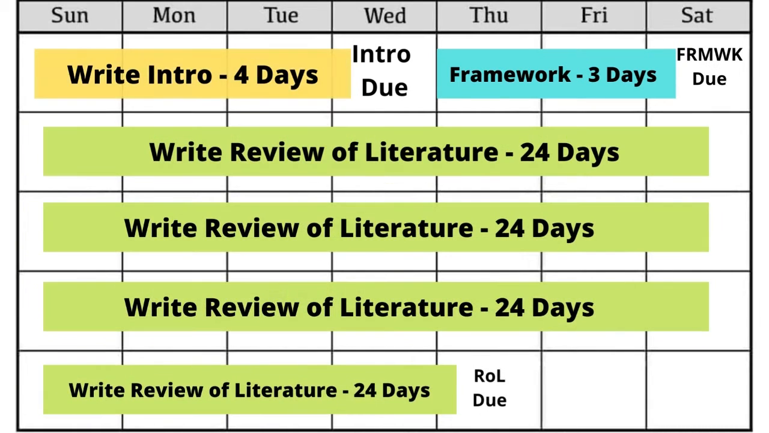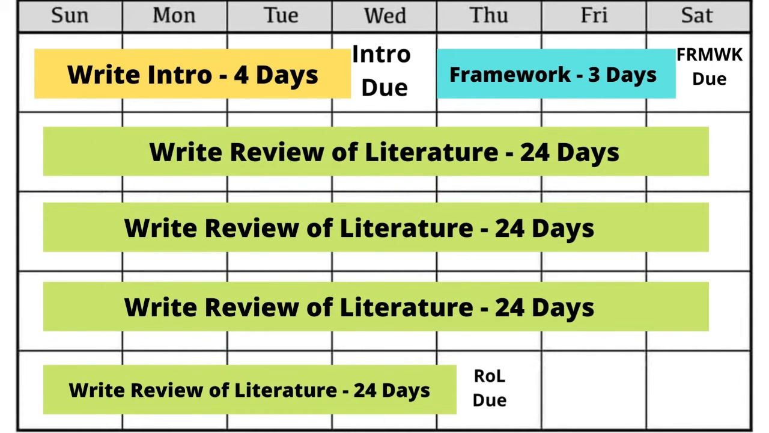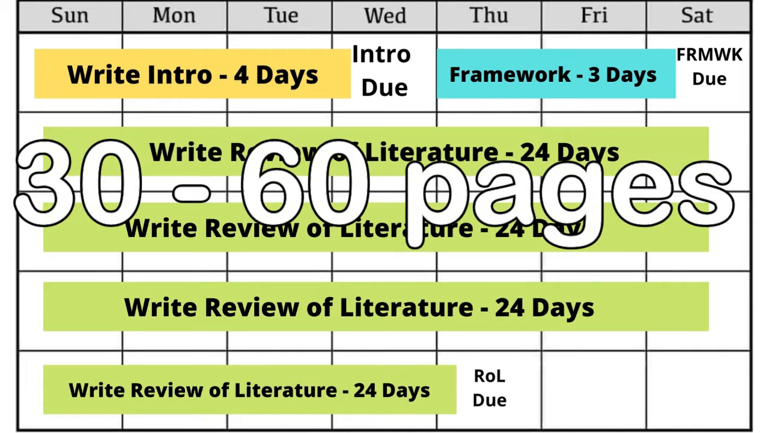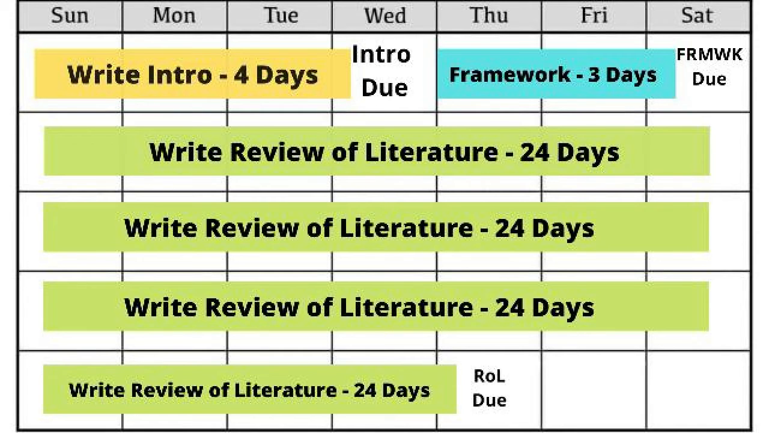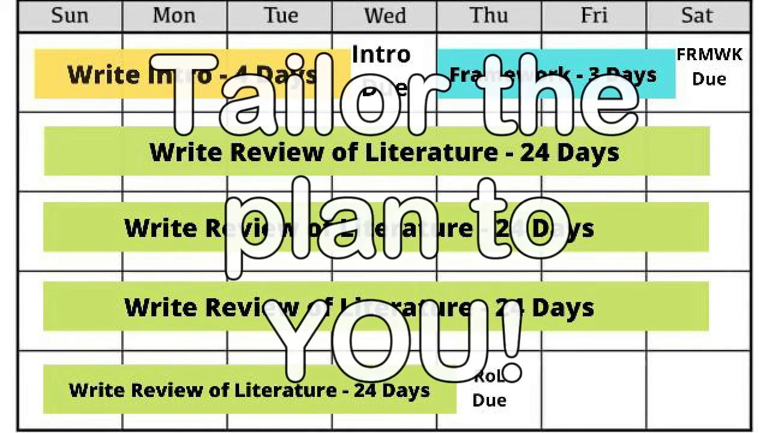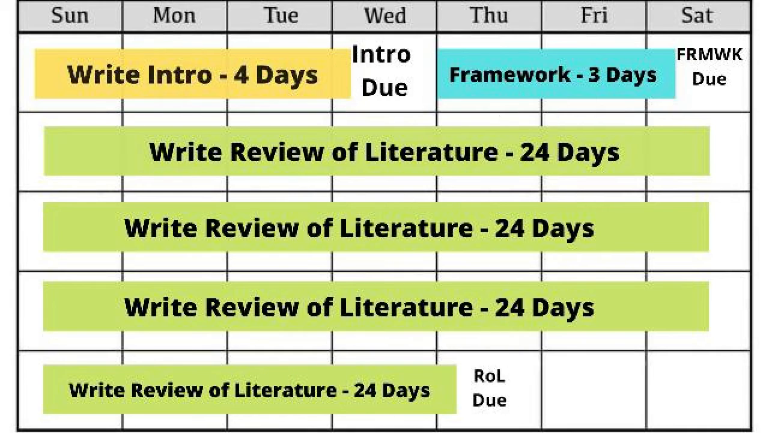Next is the section that typically intimidates doctoral students the most, the review of literature. Since this section generally spans anywhere from 30 to 60 pages, depending on your institution, you really need to double check your rubrics and tailor this plan to you. However, with the expectation of the low end of 30 pages, 24 days should be enough. But let's not end the planning here.